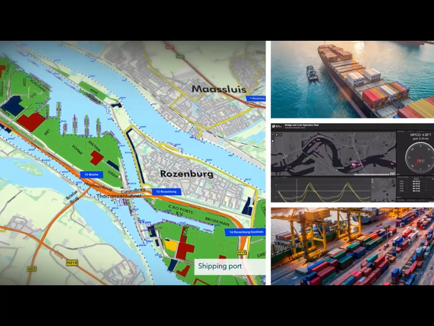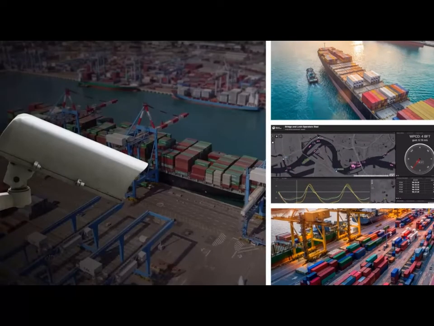In the ports there are also cameras installed throughout the port that can also be mapped by GIS. So we can say where we want a camera so that we can have a good view of the whole port, and we can map the location of the camera also by using GIS.